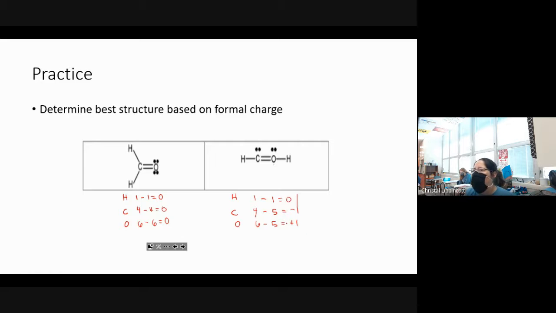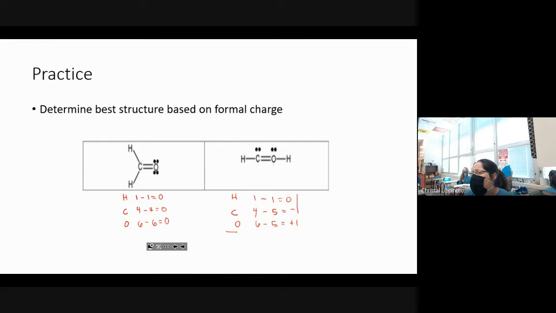Okay, so which structure is better, 1 or 2? 1. 1 for a couple reasons. Okay, reason number 1, there's no formal charge on anything. That's what you want. Okay, but if you do have to put a formal charge on something, that negative value should always be on your more electronegative element. Here, it's on the carbon, and that's not good.